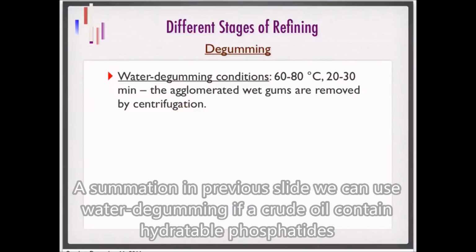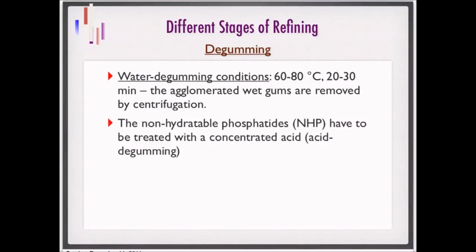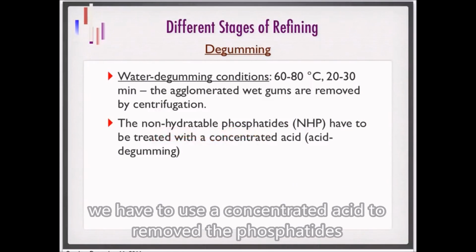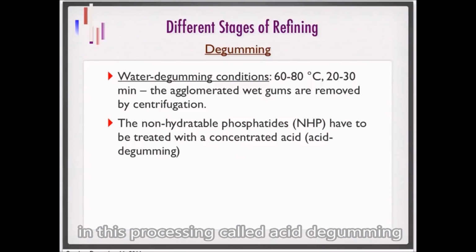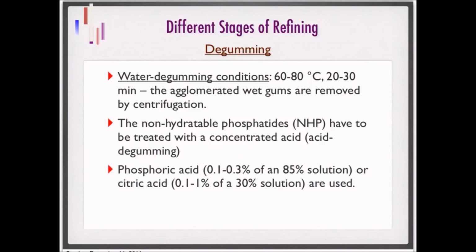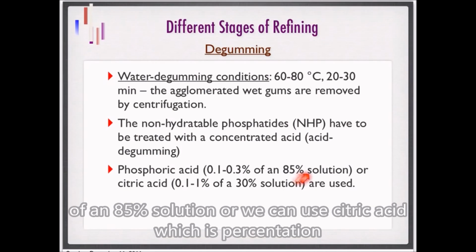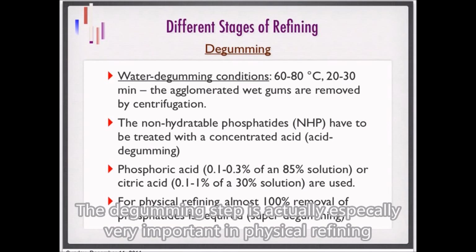As I mentioned in the previous slide, we can use water degumming if the crude oil contains a high amount of hydratable phosphatides. But if the oil contains non-hydratable phosphatides, we have to use concentrated acid to remove the phosphatides, and this process is called acid degumming. We can use phosphoric acid between 0.1 to 0.3% of the 85% solution, or we can use citric acid with this concentration. The degumming step is especially very important in physical refining.